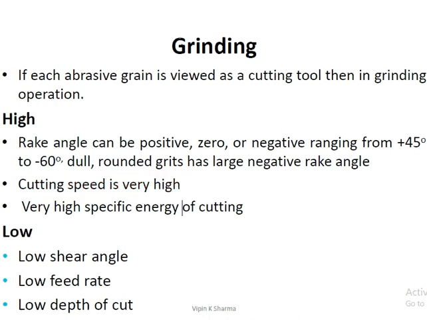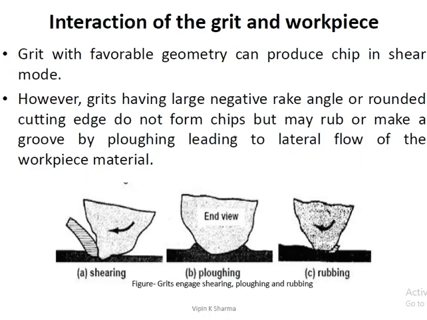They have very low shear angle, low depth of cut and low feed rate. So during the grinding process, these three conditions should be low. The depth of cut should be very low, feed rate should be very low. On the other hand, the cutting speed should be very high. So the rotating speed of the grinding wheel should be very high for obtaining a good ground surface.